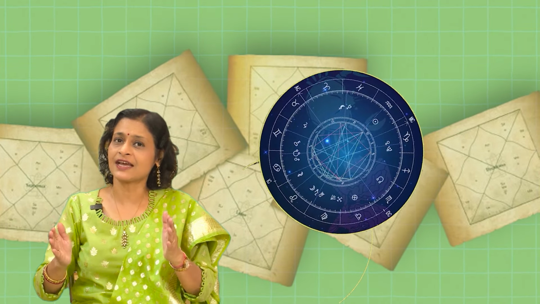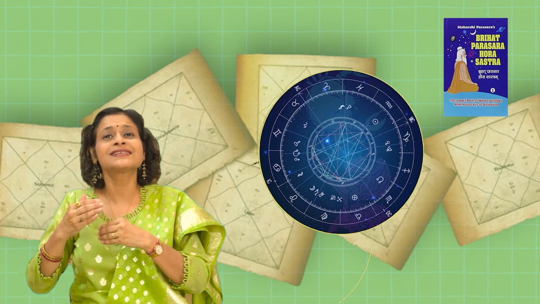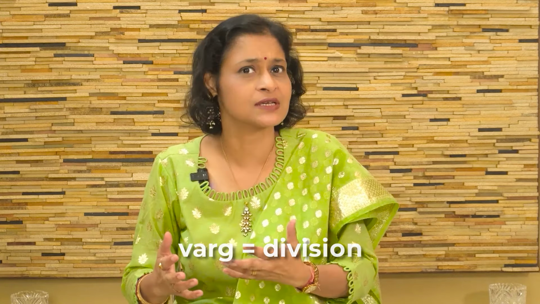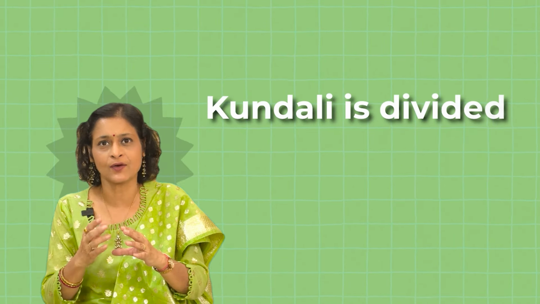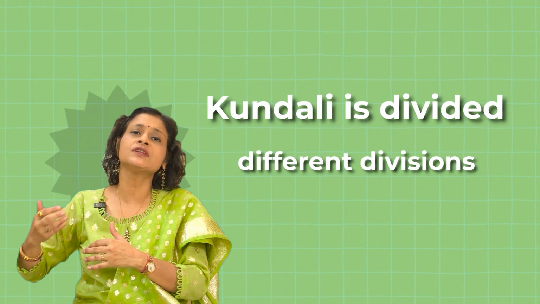What are divisional charts? Depending upon the kind of divisional chart that has to be made, there is an entire section in BPHS which talks about these divisional charts, and they are 16 in number. So it is also called, in BPHS and many other places, the Shodash Varga, the 16 Varga charts. Varg means division. And what division does it imply? It implies that the Kundali, or each sign, each Rashi, is divided in a particular manner to give rise to different divisions.